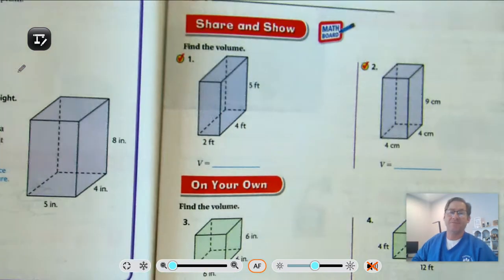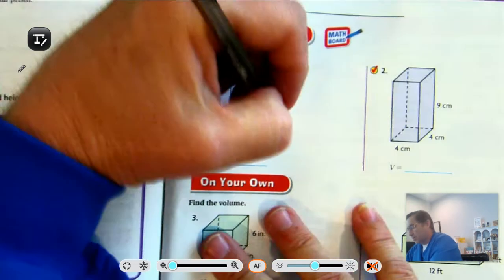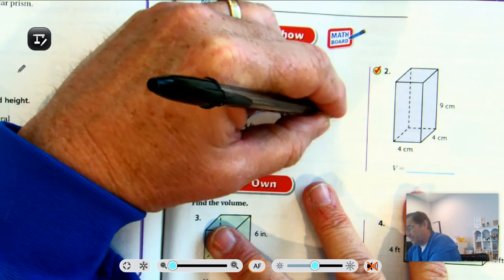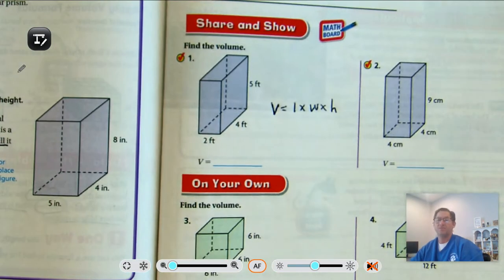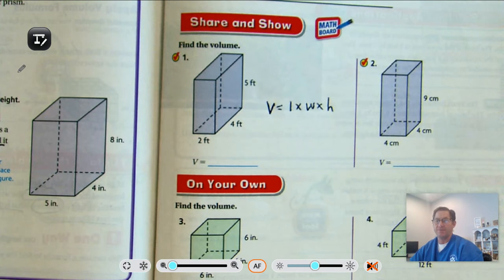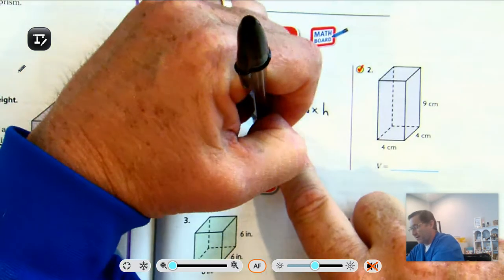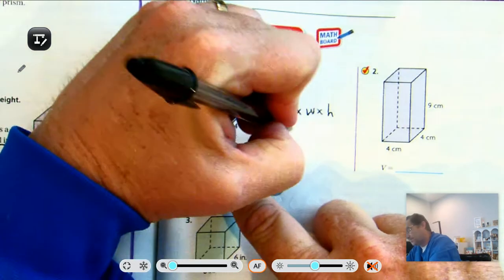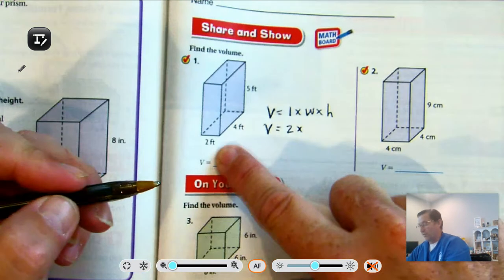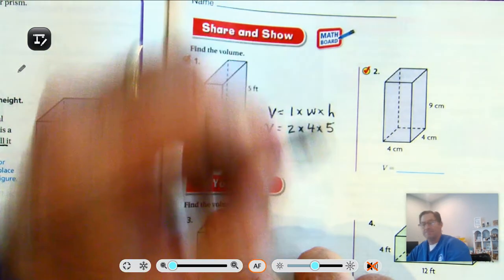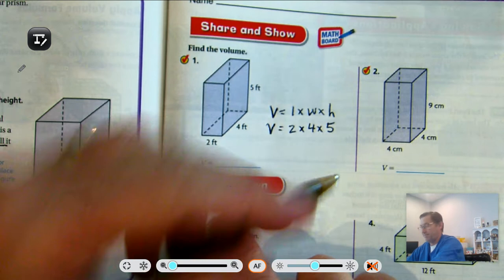All right, number 1, find the volume. So I want you to write out the formula. Okay, volume equals length times width times height, and then plug in the numbers that are in the shape. So we're figuring out the volume. We know the length is 2. We know the width is 4. And we know the height is 5.